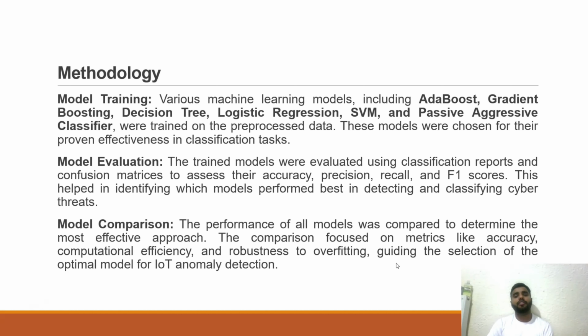Model evaluation: the trained models were evaluated using classification reports and confusion matrices to assess their accuracy, precision, recall, and F1 scores. This helped in identifying which model performed best in detecting and classifying cyber threats. Model comparison: the performance of all the models was compared to determine the most effective approach. The comparison focused on metrics like accuracy, computational efficiency, and robustness to overfitting, guiding the selection of the optimal model for IoT anomaly detection.